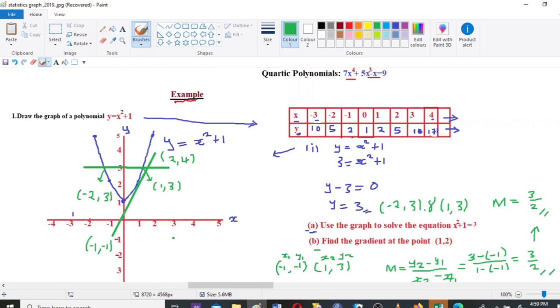So this is how we graph polynomials, and this is how we find the gradient as well. First you draw the tangent at that point, and then you get the points. It's up to you where you want your tangent to end, and then you use those points to calculate the gradient. For more questions, let's solve in the next video. Thank you.